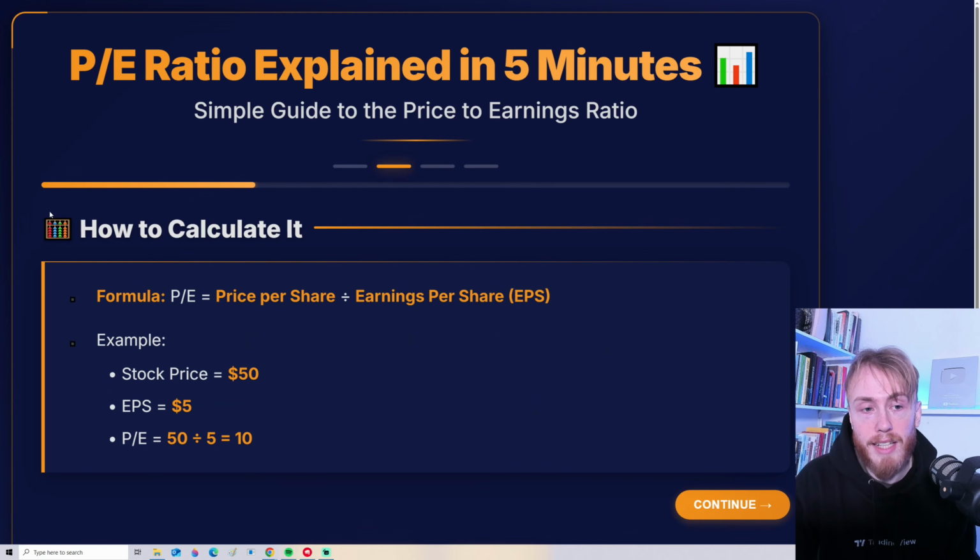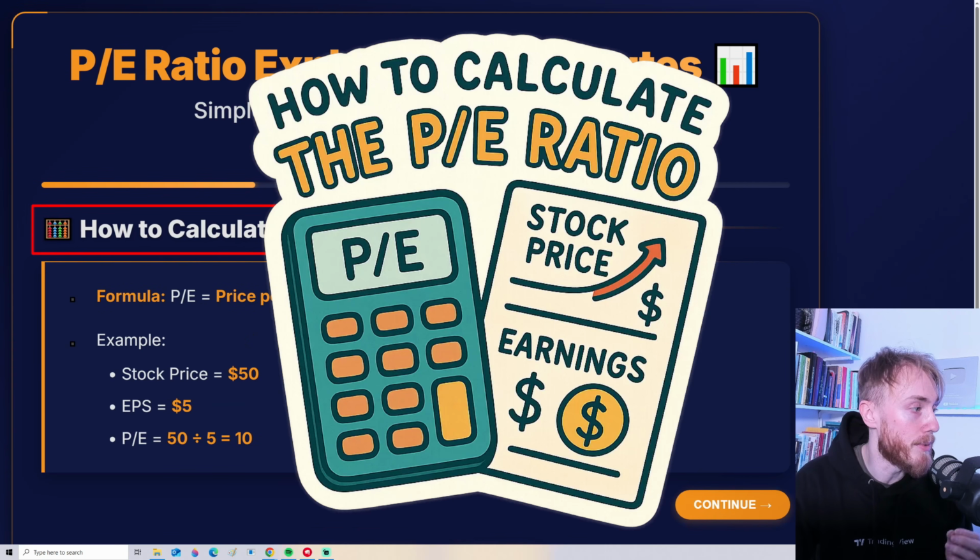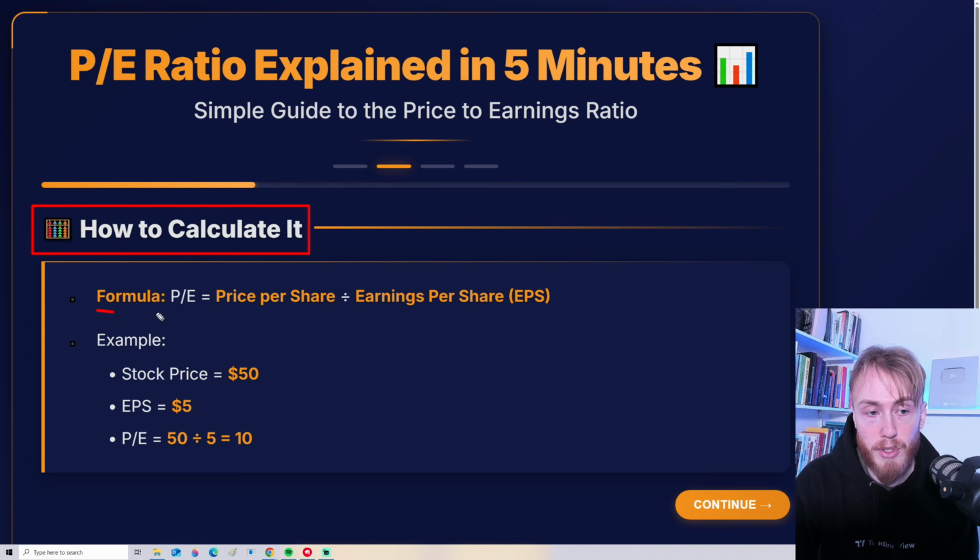So now let's take a look at how to calculate the PE ratio. And the formula here for the PE ratio is pretty straightforward. You take the price per share and you divide it by the earnings per share.